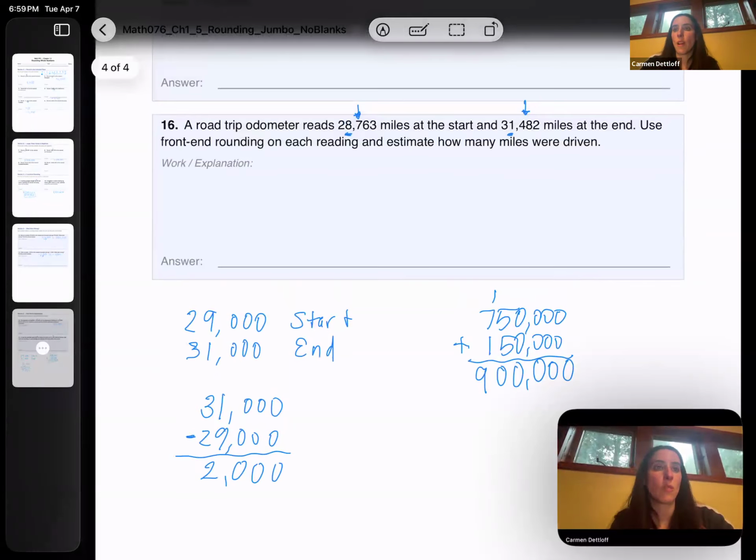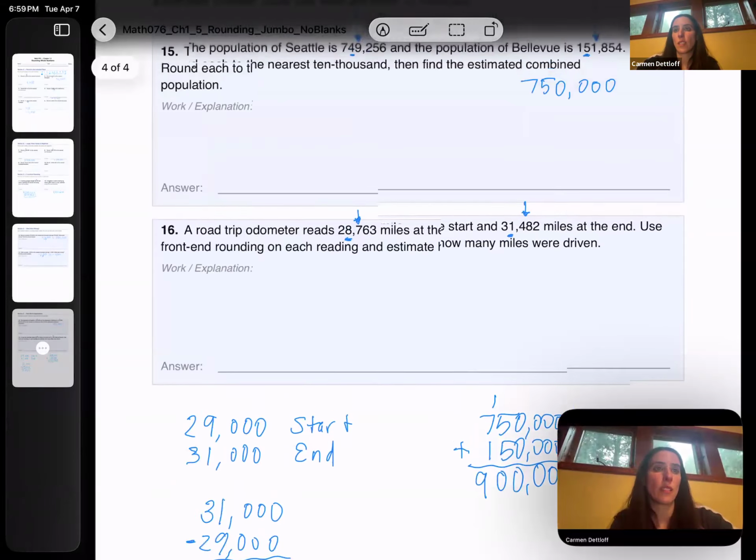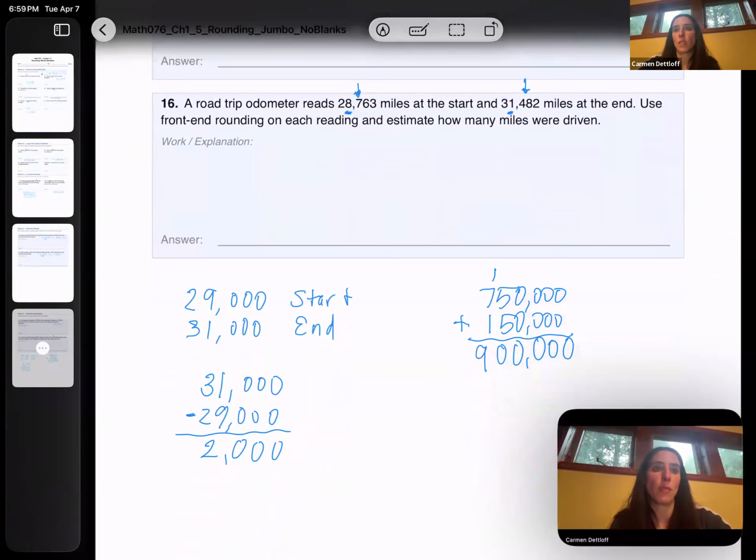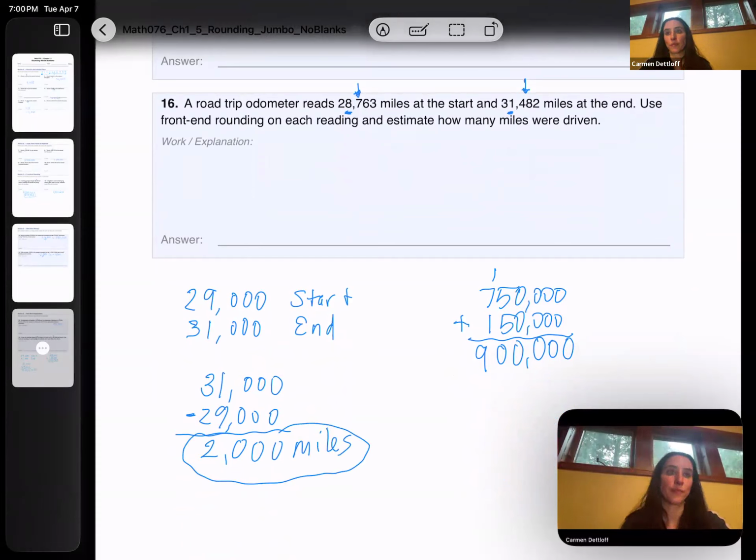And this one's a word problem that involved units. The other one didn't really say, it was population, so I'm going to leave it without units. But this one said how many miles, so I'm going to add miles on there. 2,000 miles is approximately how much they drove. And that's it for section 1.5.